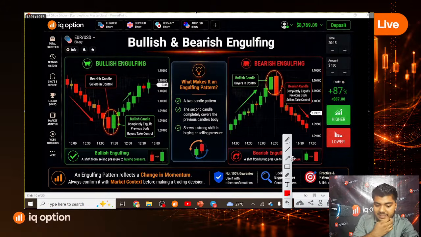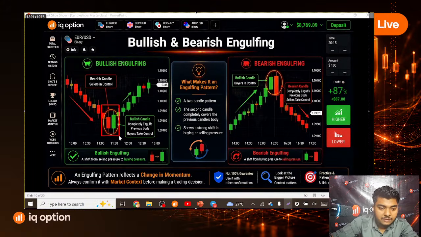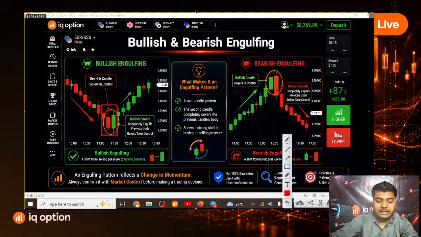So far, we have looked at single candlestick patterns. Now let's explore the pattern that uses two candlesticks, which is the engulfing pattern. On the left side, we have a bullish engulfing pattern. The first candle is a bearish candle. As we can see, the first candle is red, showing that sellers were in control. And the next candle is a green, bullish candle that completely covers the body of the previous candle. This tells us that the buyers stepped in with stronger momentum and took control during that period of time.